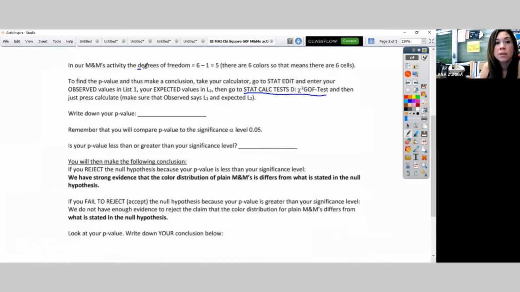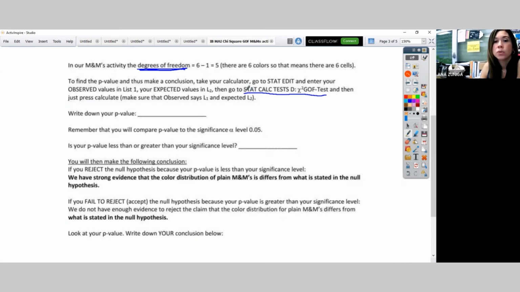Now, we still have degrees of freedom. Degrees of freedom for this problem is actually easier than it was. Instead of doing rows - 1 times columns - 1, you're just doing the number of categories - 1. So in this case, there were 6 colors, 6 cells in your table. So 6 - 1 is going to give you a degree of freedom of 5.